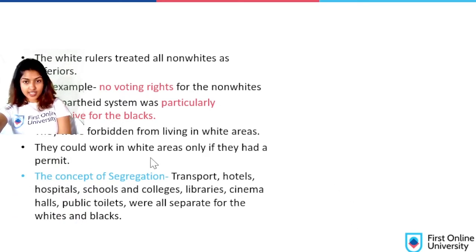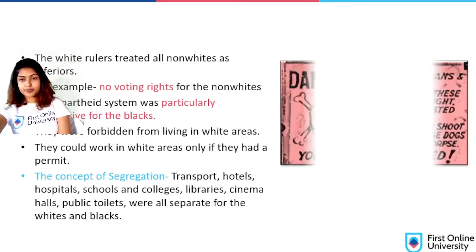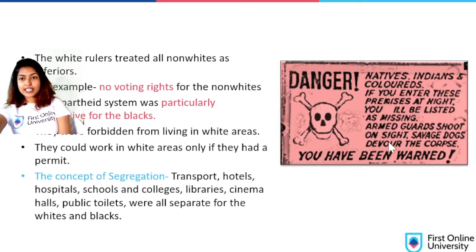A concept of segregation was included. So what is this concept? Let's see. Transport, hotels, hospitals, schools and colleges, libraries, cinema halls, public toilets were all separate for the whites and blacks. So all the public goods which are supposed to be applicable to everyone were differentiated. They were separate for the black people and separate for the white people. This is the kind of signboard that was attached wherever the whites stayed.